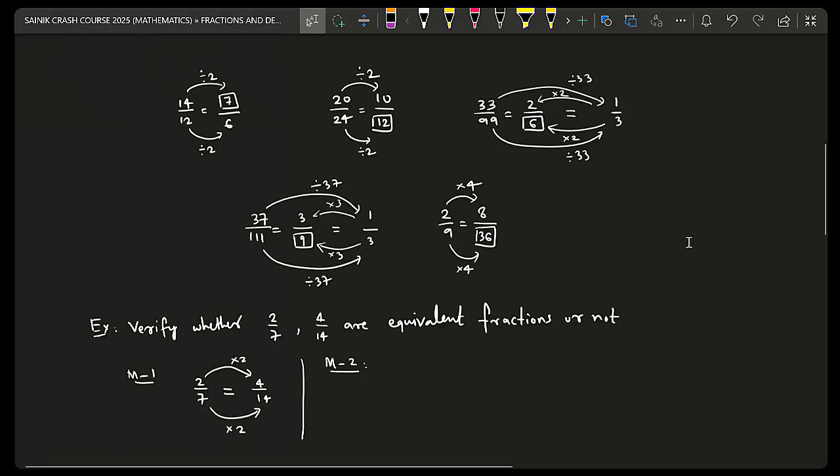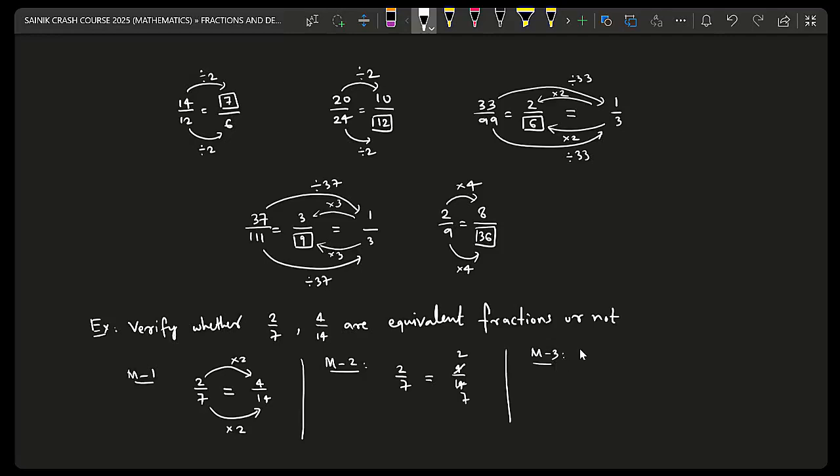Is there any other method you know, Varshita? Sir, by cancelling. Yes, you want to cancel 4 by 14. Let's take it as the next method. 2 by 7 and 4 by 14. Varshita is doing 2 twos are 4 and 2 sevens are 14, and we got both of them are equal. That is one method. Still, is there any other method?